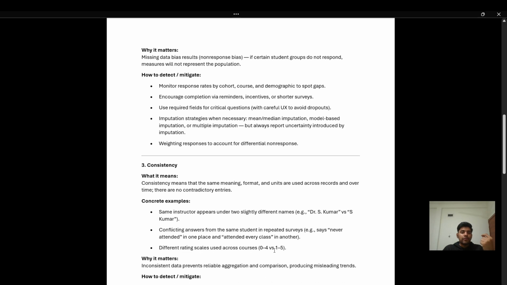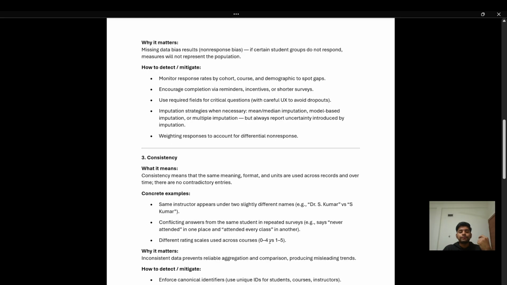Third one is consistency. Consistency means that the same meaning, format, and units are used across records and over time. There are no contradictory entries. Concrete examples: the same instructor appears under two slightly different names, like Dr. Escobar versus Escobar. Conflicting answers from the same student in a repeated survey, says never attended in one place or attended every class in another. Different rating scales used across courses, 0 to 4 versus 1 to 5.